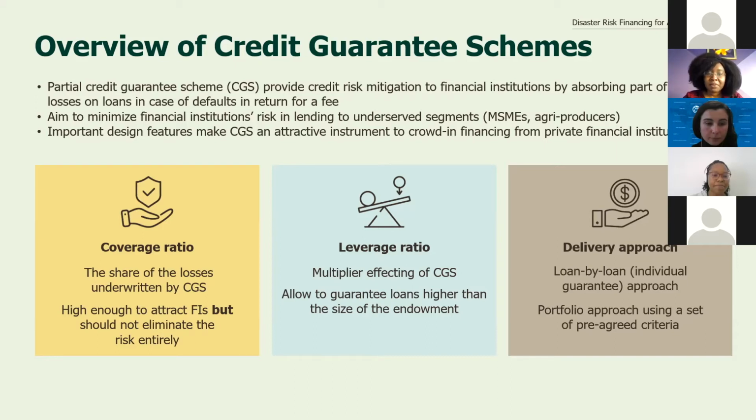The third parameter that I would like to highlight is the distribution model. Credit guarantee schemes can be applied loan by loan, which we call individual guarantee, or with a portfolio approach using a set of pre-agreed criteria to define this portfolio. In the case of Burkina, we decided on a portfolio-level credit guarantee scheme. The project, with the support of the World Bank, set up this partial portfolio credit guarantee scheme with an endowment of 55 million US dollars. And this credit guarantee scheme has several windows, and one of them is dedicated to the agriculture sector with an endowment of 15 million. Next slide, please.